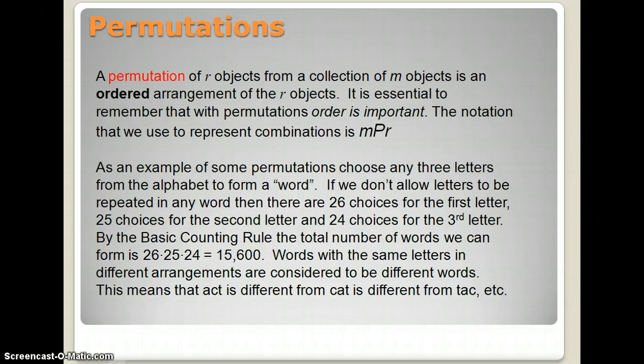Let's look down at the example. So we're talking about this thing. We're taking 3 letters from the alphabet. If we don't allow repeats, there are 26 for the first, then there are 25, then there are 24. So using the basic counting rule, we just do 26 times 25 times 24, and we get 15,600.